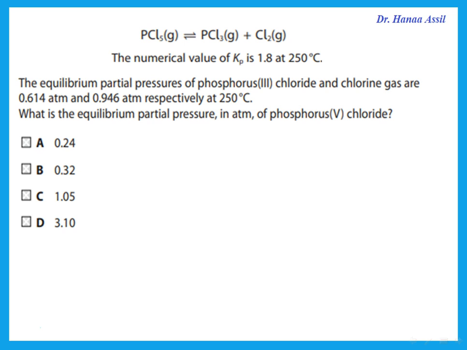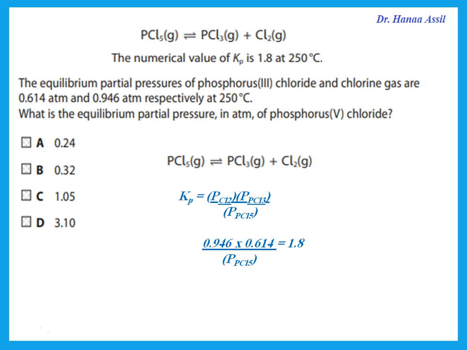This reaction has a numerical value of Kp 1.8, and he says the equilibrium partial pressures of phosphorus chloride and chlorine gas are this. What is the equilibrium partial pressure of PCl5? So let's take a look at this. He's saying we have Kp, expression for Kp would be partial pressure of Cl2 times the partial pressure of PCl3 over the partial pressure of PCl5. And he's given me the value is 1.8.